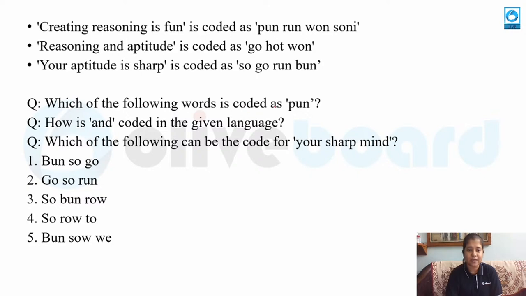So let's see. Here, which of the following is coded as pun? Just go and find where you have pun. You can see pun is used here. Now when you have pun here, you can see it's nowhere else used. If you check, run has been used here, run has been used here, one has been used here, one has been used here, Sony has not been used here. So there are two words that are exclusively being used in the first code. You can see creating and fun. So creating and fun have been used exclusively.